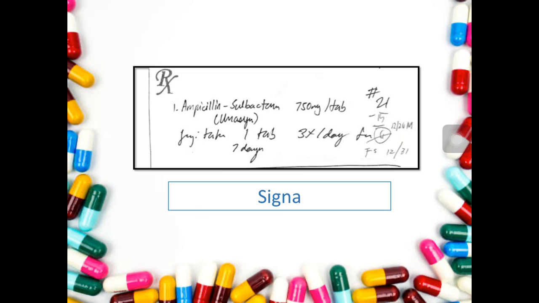Or, if there is no label required and the medications are packed in blister packs, the pharmacist should still explain the signa to the patient so that the patient would understand what to do upon getting those medications. So, in this case, the signa is take 1 tablet 3 times a day for 7 days. Guys, you might observe that we are not using the abbreviation for the signa. This will lessen confusion and medication error.